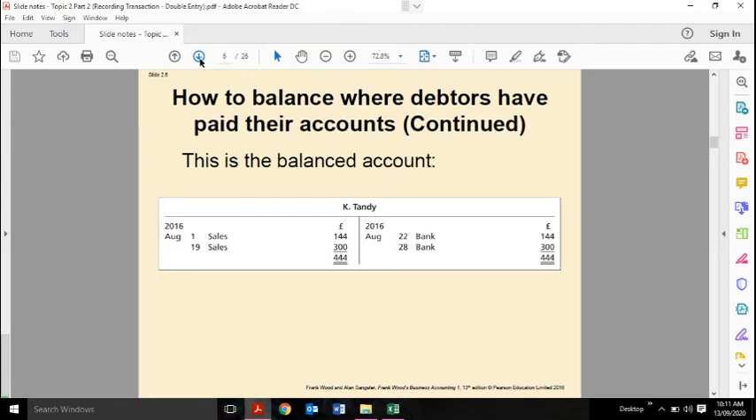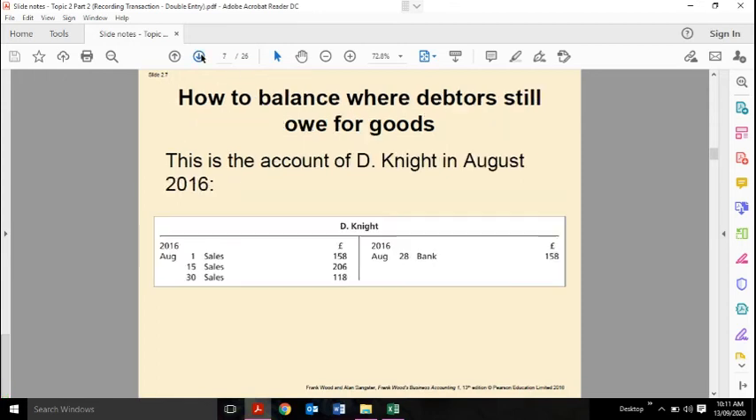As you can see here, both are the same. How to do it? You just add both sides. If it's the same amount, that's it. But when you want to total it, you should have a double line as per this format. Okay, next one.